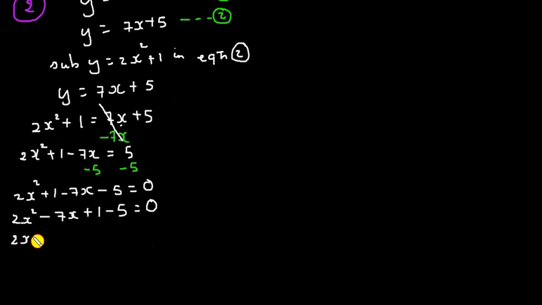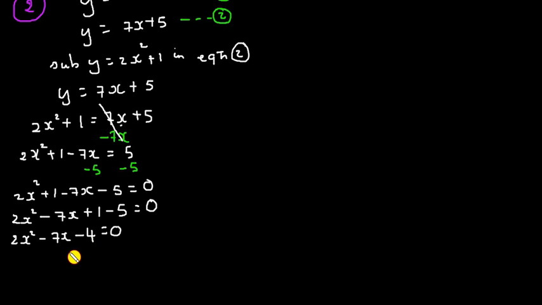We have 2x squared minus 7x. 1 minus 5 is the opposite of 5 minus 1. 5 minus 1 is 4, and 1 minus 5 is the opposite of 4, which is minus 4, equal to 0. Now, we have a quadratic equation: 2x squared minus 7x minus 4 is equal to 0. And we will find the values of x by factorizing.